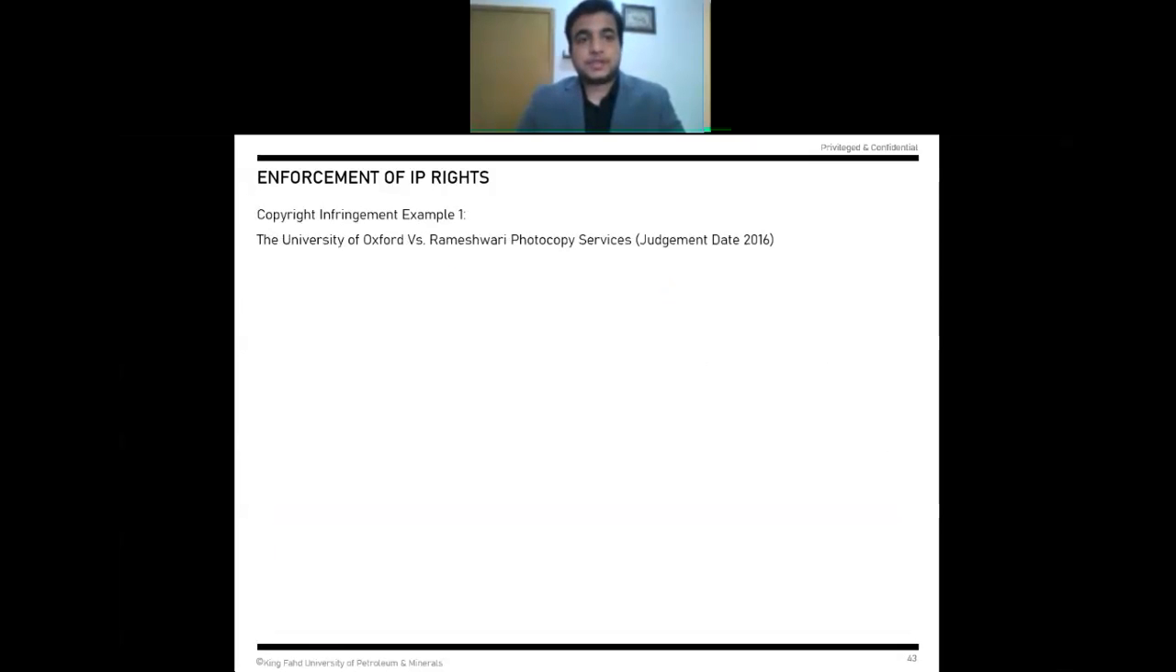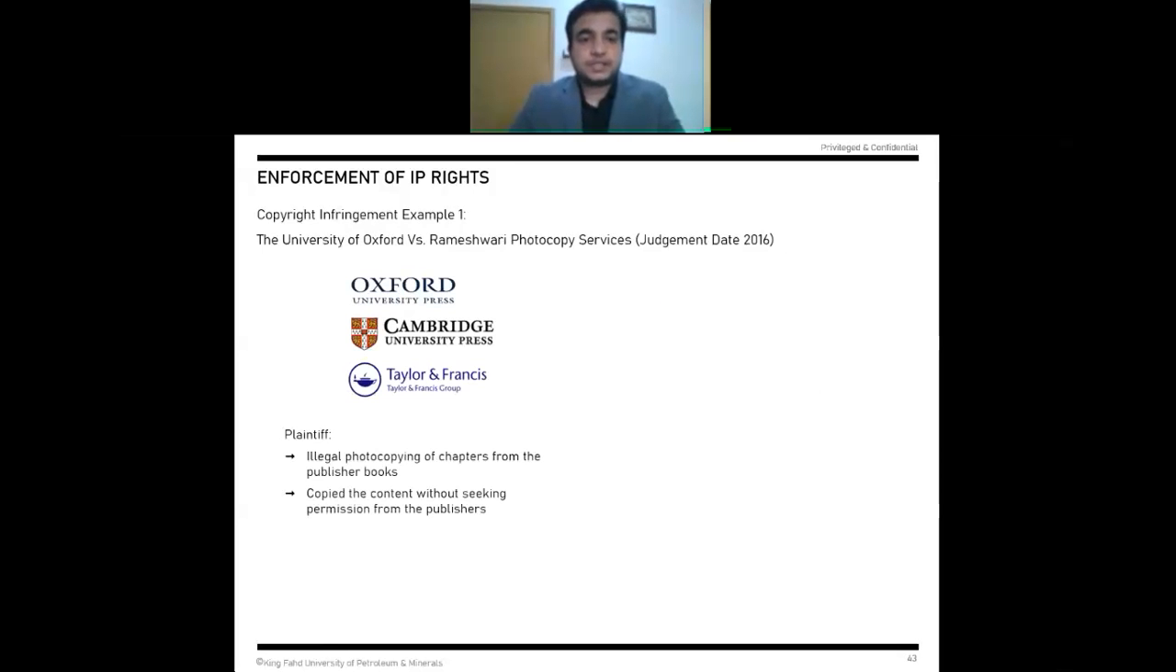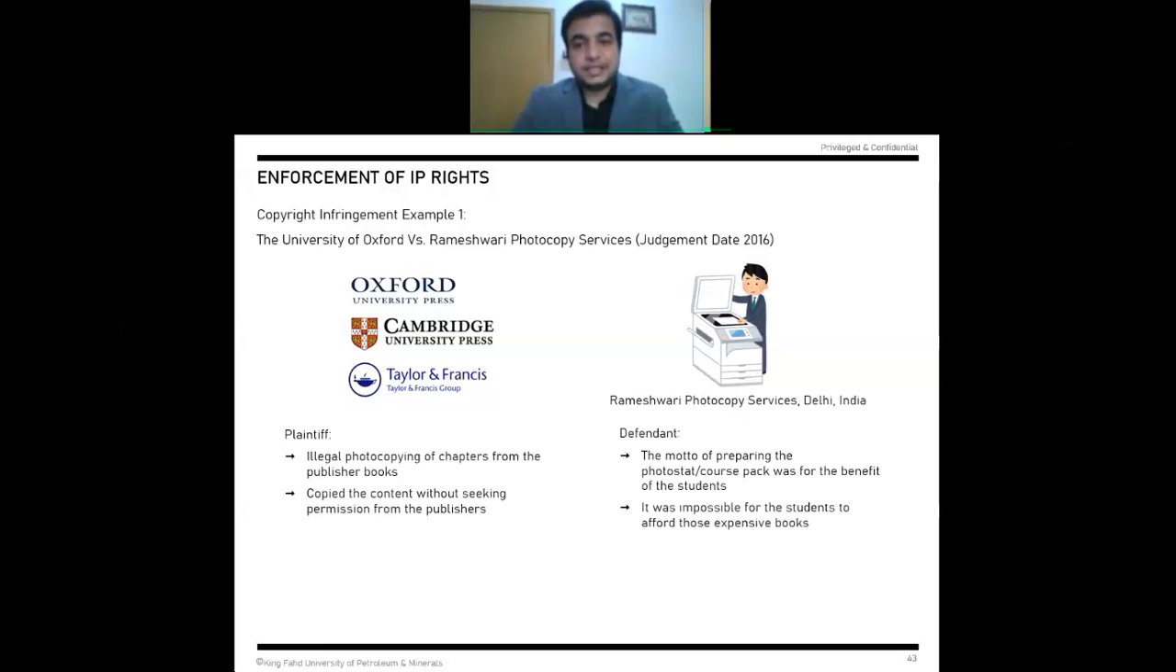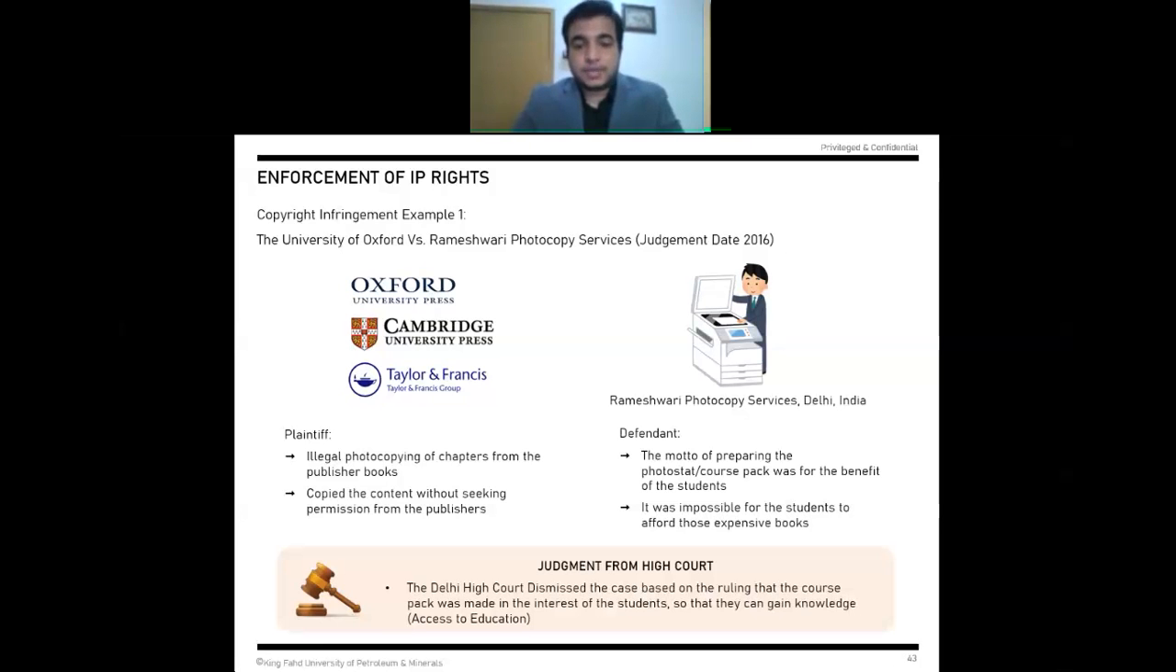The next couple of examples are for copyright infringement. Oxford University Press, Cambridge University Press, and Taylor Francis. These are three book publishing companies, and they claim that a photocopying center, Rameshwari Photocopy Center in New Delhi, has been illegally photocopying the contents of the books and distributing it to the students. So the three publishing companies went ahead and filed a case in the Delhi High Court, but the High Court dismissed the case based on the ruling that the course pack was made in the interest of students, so that they can gain knowledge. And the court said that everyone should have access to education.